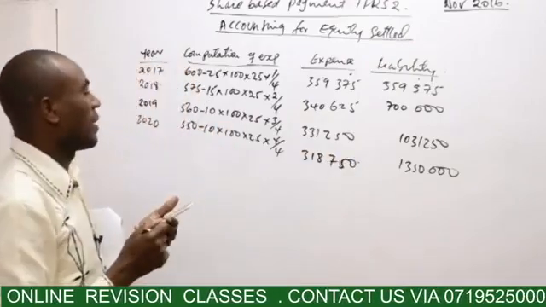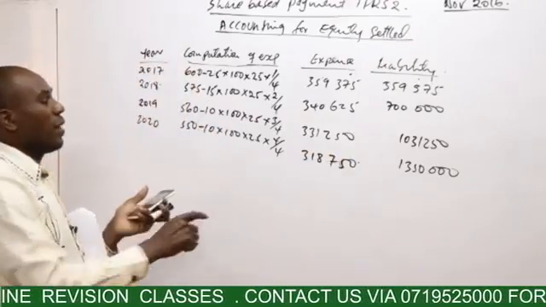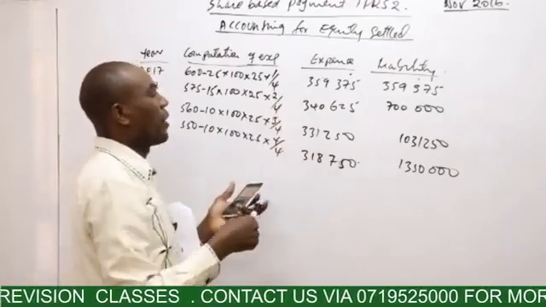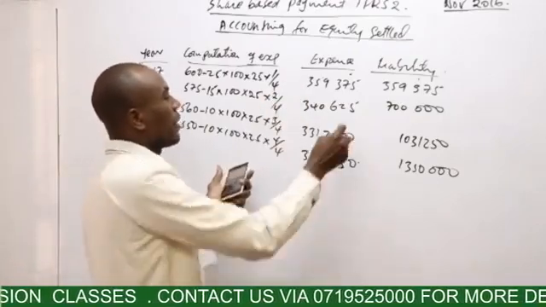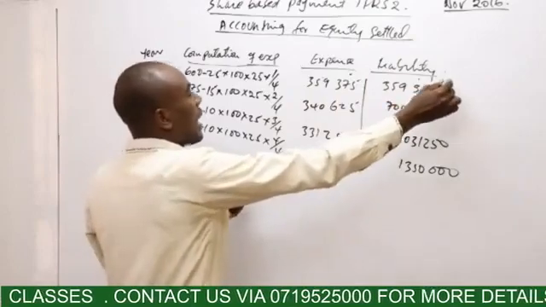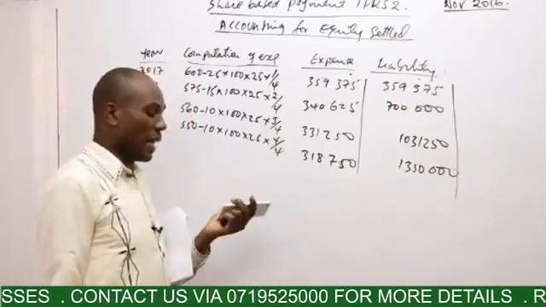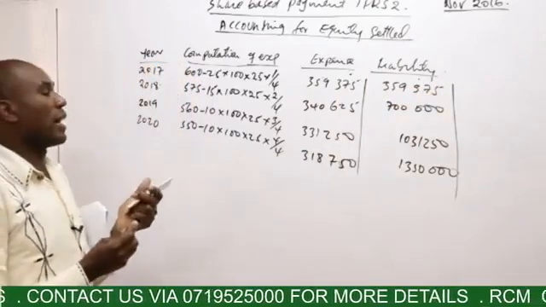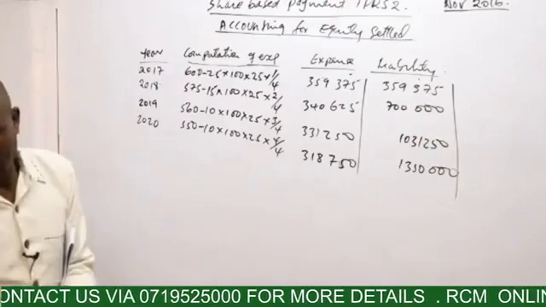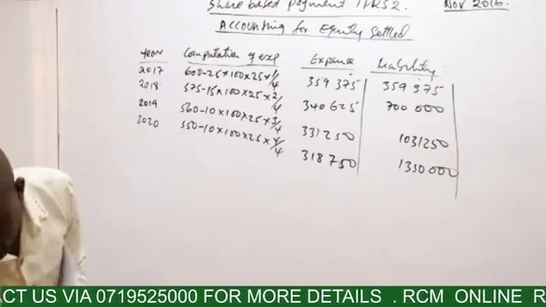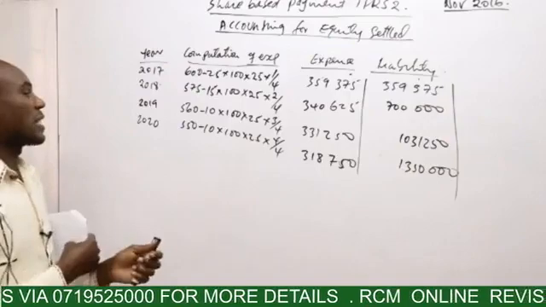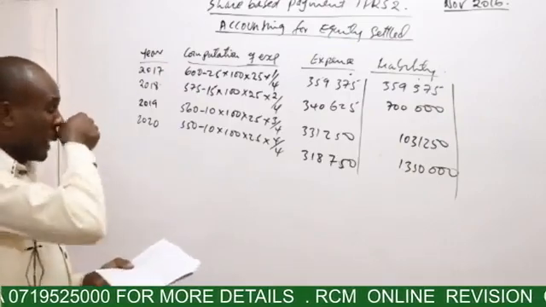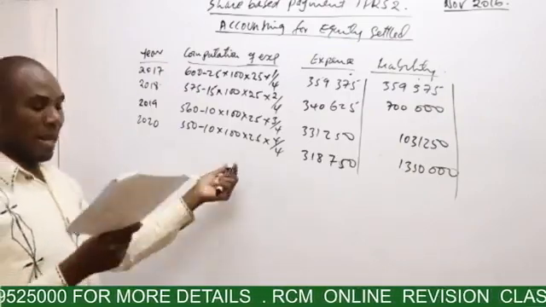31,18,750. Now, this is the expense for the 4-year period, and this is the liability that was incurred for the 4-year period. That is what you are required to do to get your marks in that question.